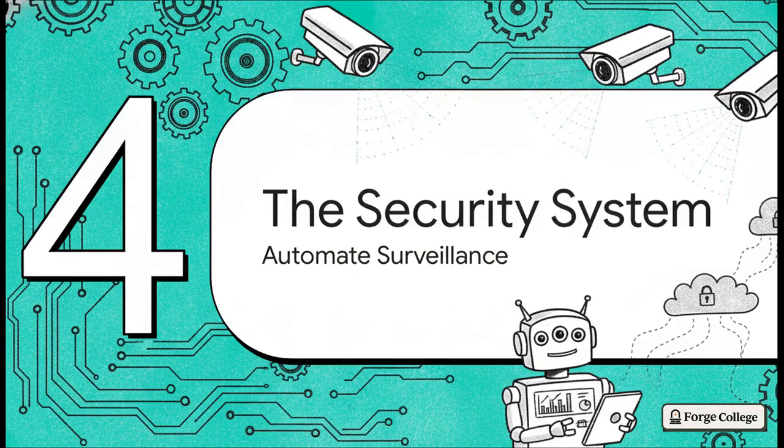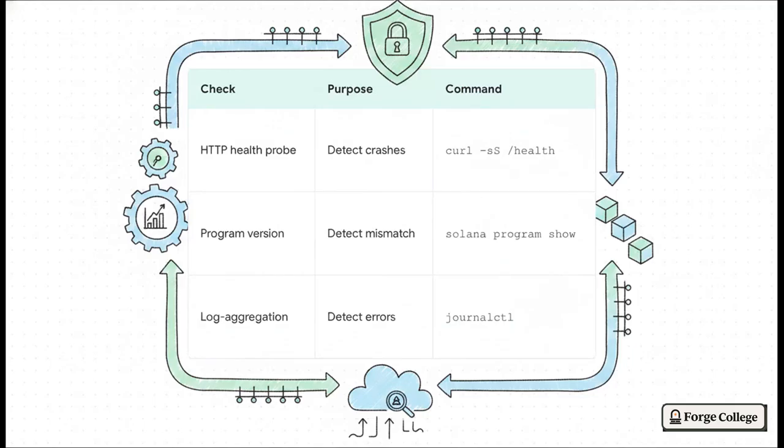That leads us perfectly into section 4, the security system. Because we don't just solve the crime and walk away, right? The true mark of a senior developer is making sure that same failure never happens twice. You build an impenetrable defense by adding tripwires straight to your CI pipeline that will automatically fail the build if a regression occurs. Like we see in this breakdown, an HTTP health probe detects service crashes, a program version check spots mismatched binaries, and log aggregation alerts catch repeated errors.